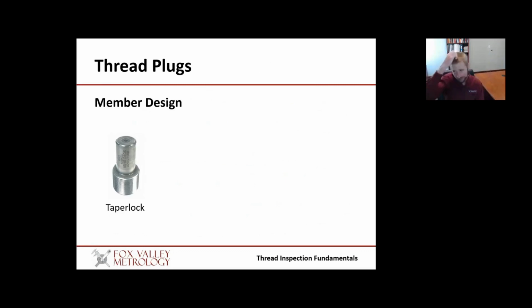The first and most common design is the taper lock design. So basically this allows for really quick, easy replacement of a worn member, which does happen often. And we're going to talk about in a little bit what happens when a member gets worn down.